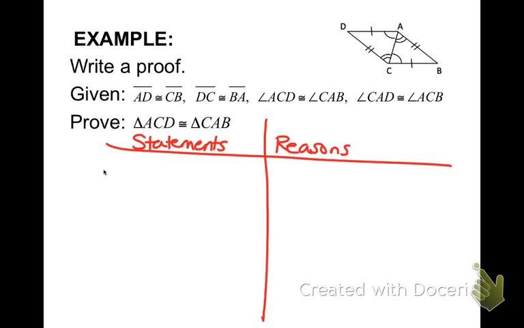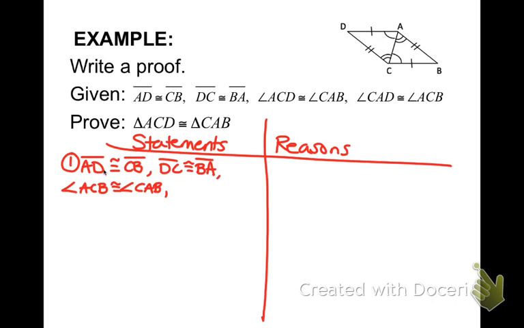Always start with the given. Now notice we have a whole lot of given there, so I'll give you a second to get it all jotted down. So AD is congruent to CB, DC is congruent to BA, angle CAB is congruent to angle ACB, angle CAD is congruent to angle ACB, given. All right, so what did we write about our definition of congruent figures on the front page?